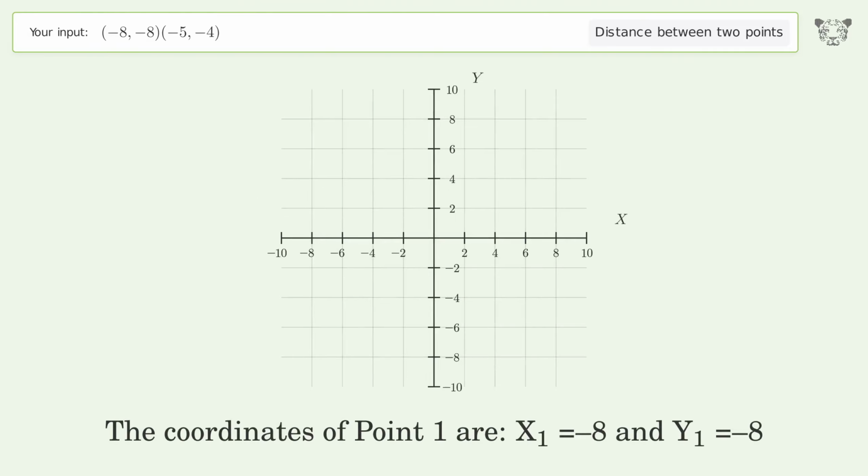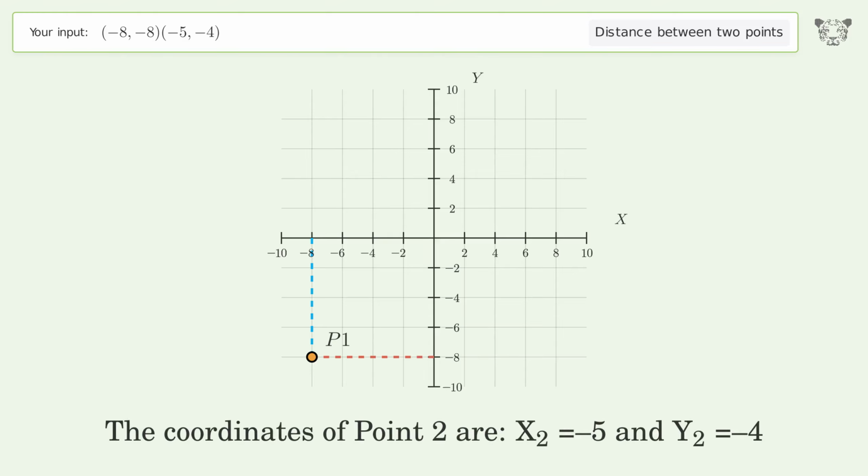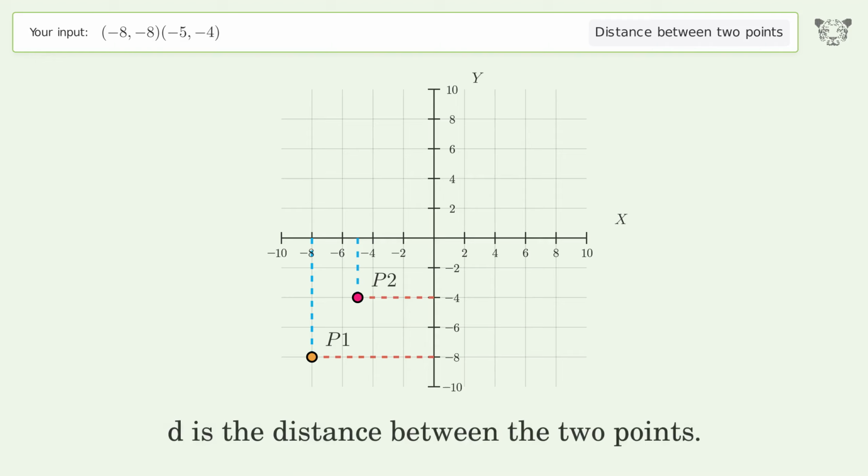The coordinates of point 1 are x1 equals -8 and y1 equals -8. The coordinates of point 2 are x2 equals -5 and y2 equals -4. D is the distance between the 2 points.